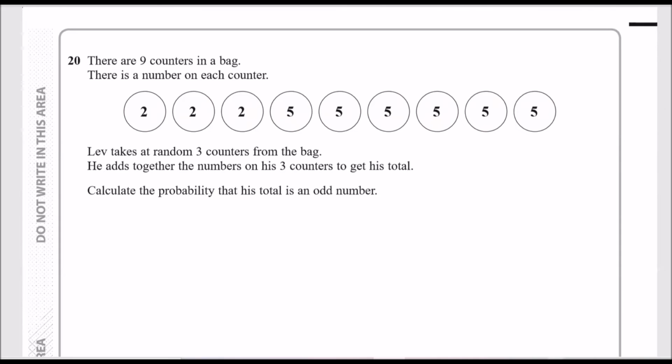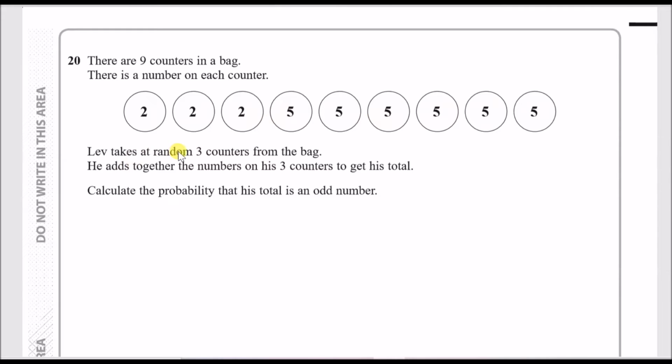All right, number 20. So there are 9 counters in a bag. There is a number on each counter. All right, so we've got 9 counters here. 3 of them are 2s and the rest of them are 5. So that's 6 of them. Okay, oh thank God, so it's not a mixture of numbers.